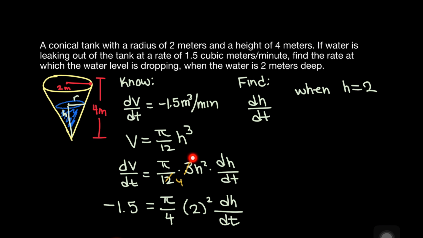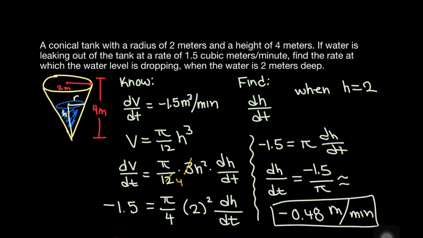I did go ahead and cancel a common factor of 3 with the 12, so I simplified that constant to pi over 4. So I've got negative 1.5 equals pi over 4 times 2 squared times dh/dt, or negative 1.5 equals pi times dh/dt. Divide both sides by pi. So dh/dt equals approximately negative 0.48 meters per minute. That negative is telling me the height is decreasing, so the level of the water is dropping at a rate that's just under a half a meter per minute.